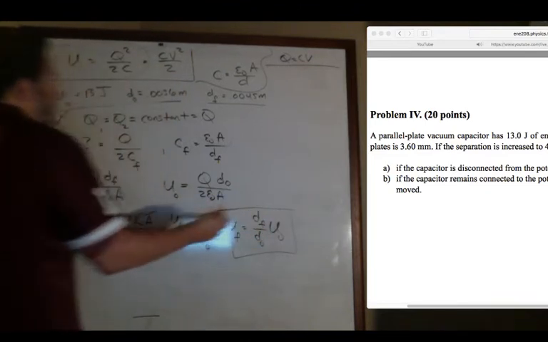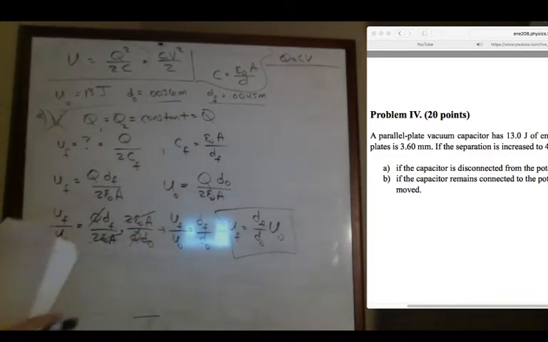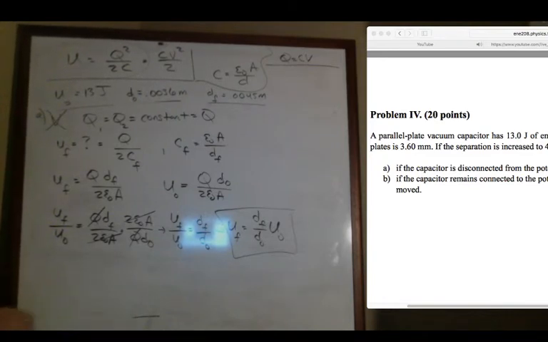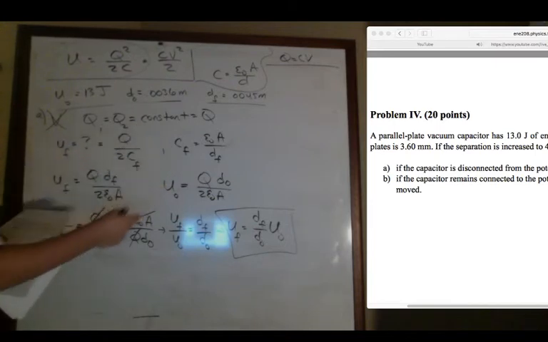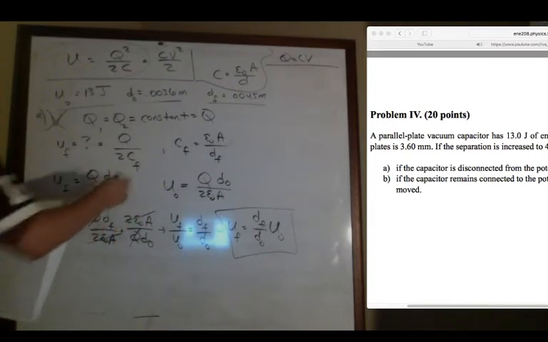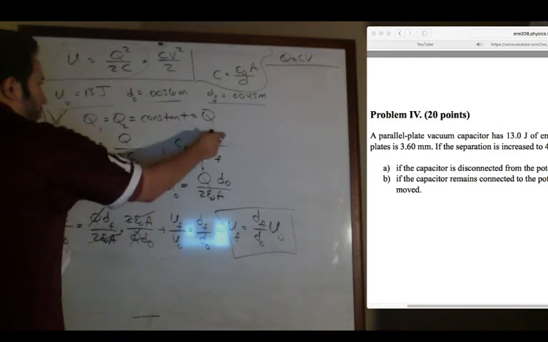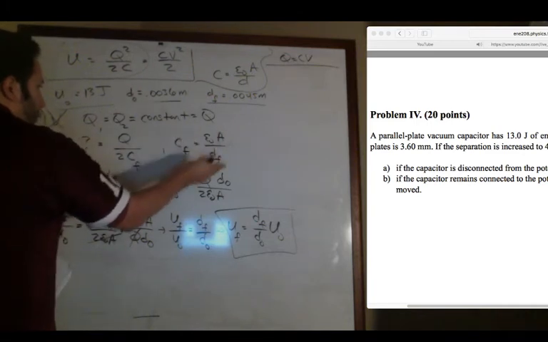And I trust you all can just plug numbers into the calculator. But that's how you would deal here if our charge is going to be constant. That's why I went ahead and used this equation. And then just be aware that for capacitance, it's going to be C as epsilon naught A over D. Your A stayed the same. Your D is the only thing that changed.